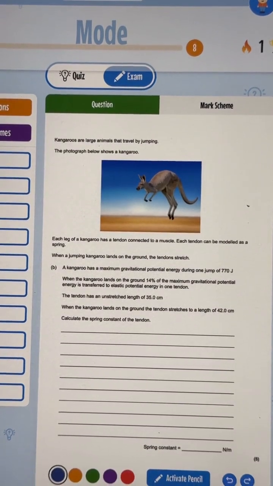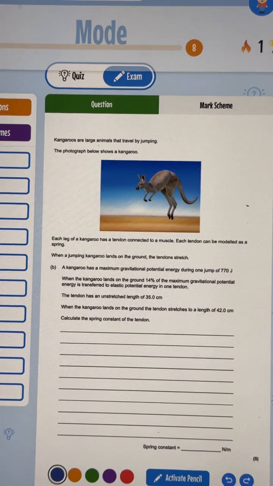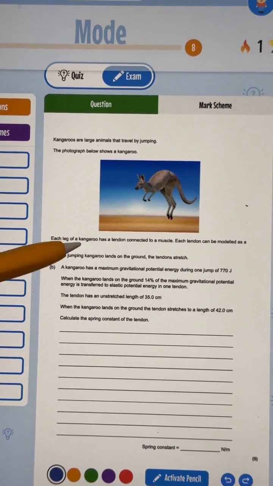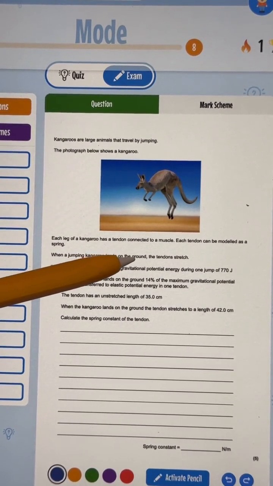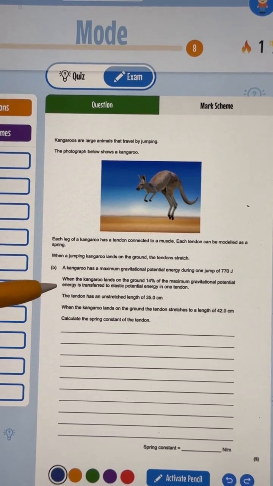Let's go to another one. Kangaroos are large animals that travel by jumping. The photograph below shows a kangaroo. Each leg of a kangaroo has a tendon connected to a muscle. Each tendon can be modelled as a spring. When a jumping kangaroo lands on the ground, the tendons stretch.